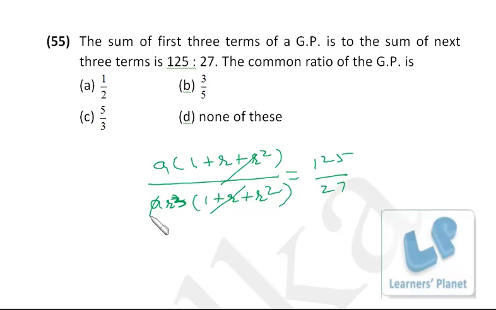You can cancel this. So 125 is 5 cube and this is 3 cube, so 1 upon R cube is equal to 5 by 3 whole cube. So 1 by R is equal to 5 by 3. That means R is equal to 3 by 5. Okay.